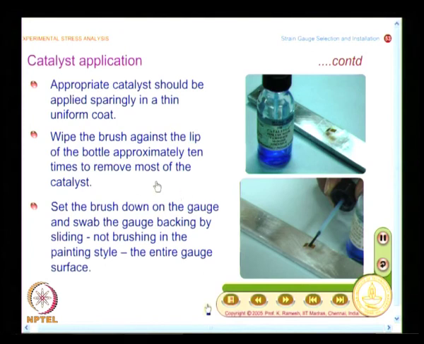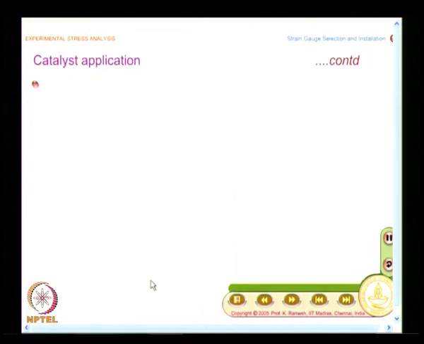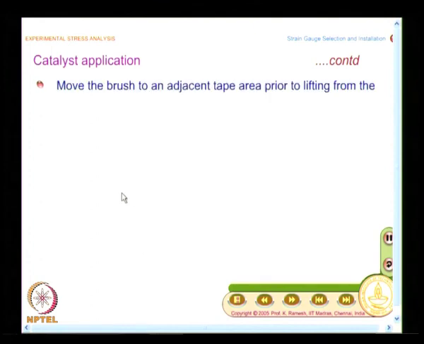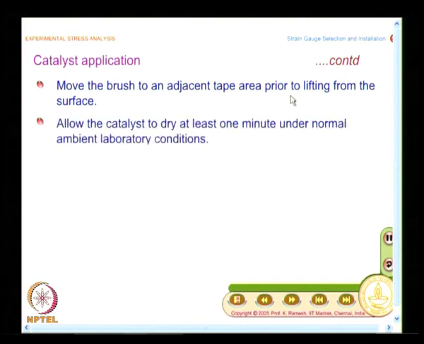And also, while putting the catalyst, you must set the brush down on the gauge and swab the gauge backing by sliding, and you should not do brushing in the painting style. This is to be done on the entire gauge surface. Not only this, the recommendation goes a step further. Move the brush to an adjacent tape area prior to lifting from the surface.